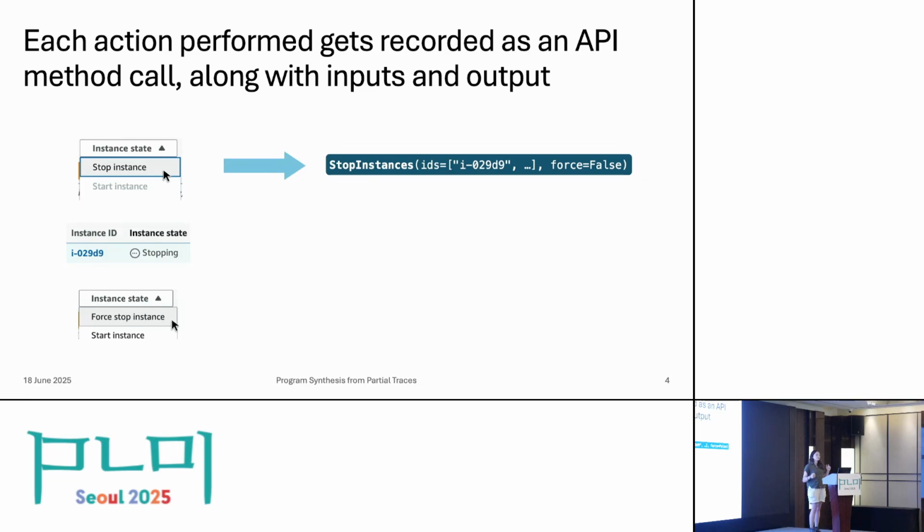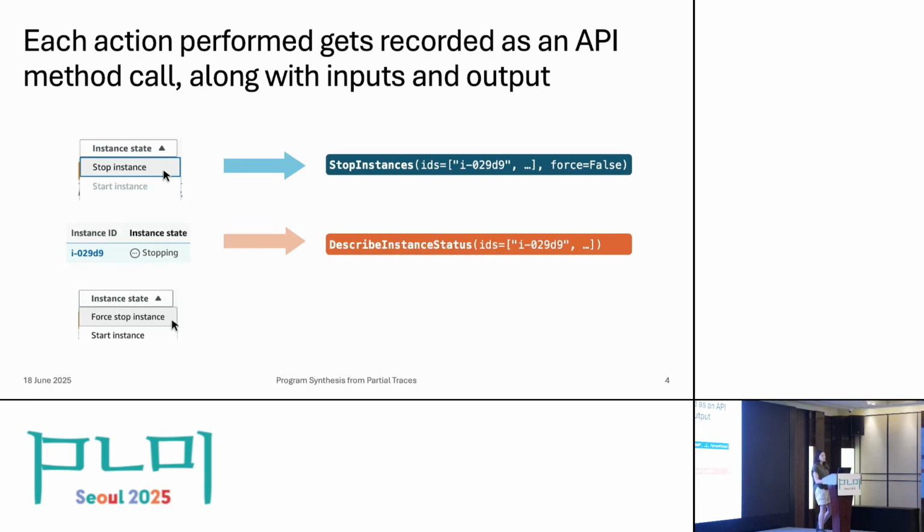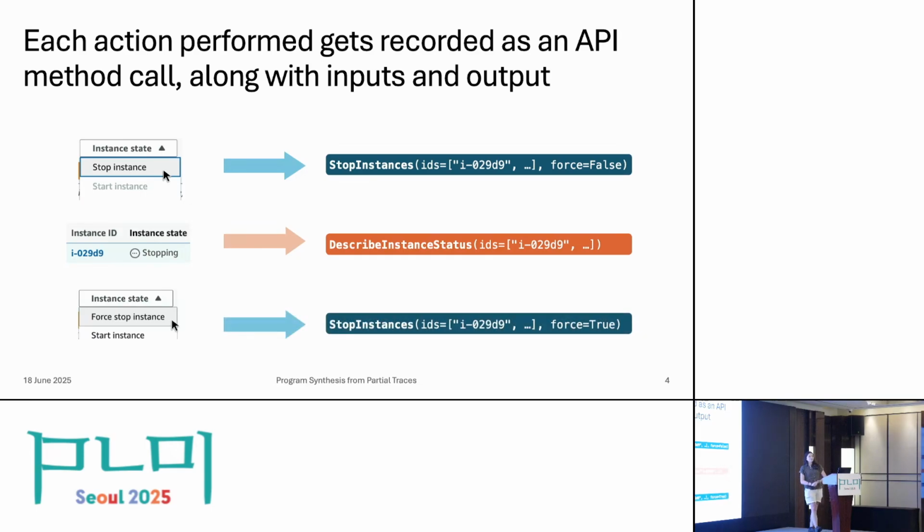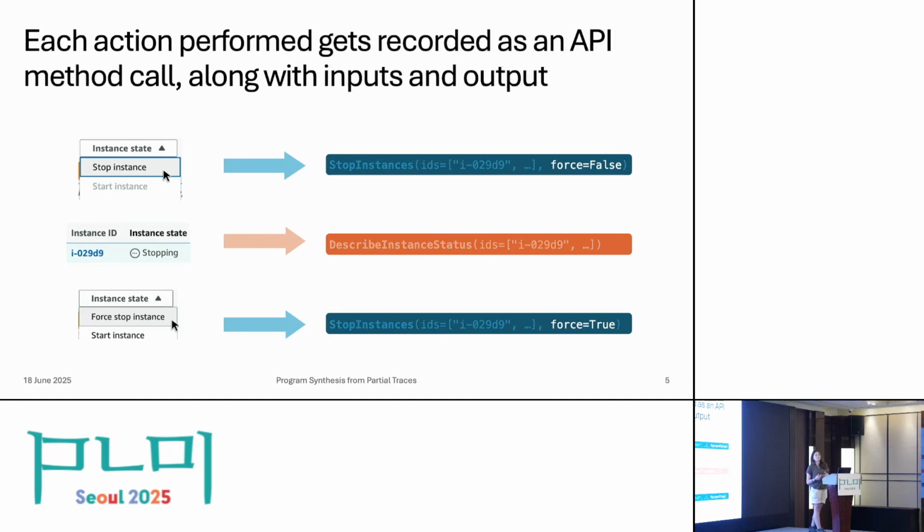So in this case, when you press stop instance, you will record the very aptly named API stop instances along with its inputs and outputs. Then when you refresh the status, you create a call to describe instance status. And the last call calls again stop instances, now with a parameter force set to true.